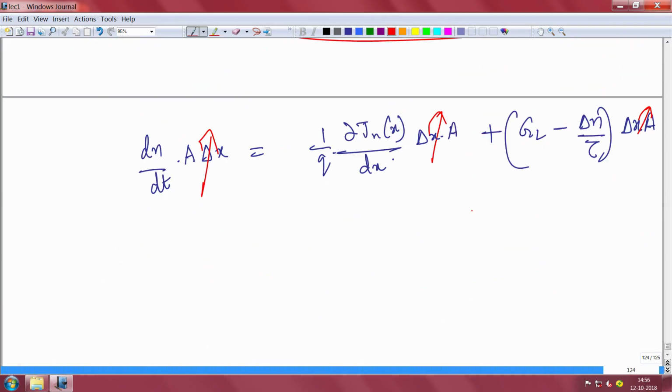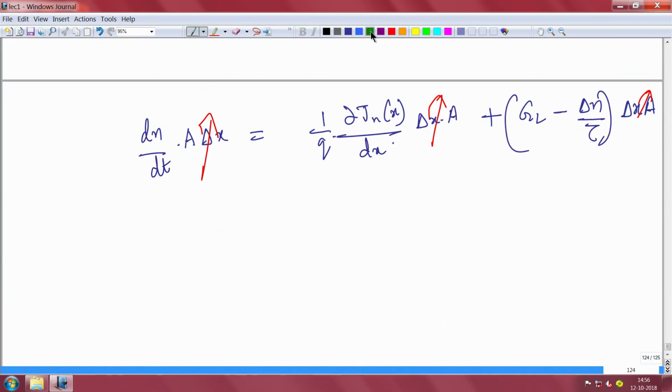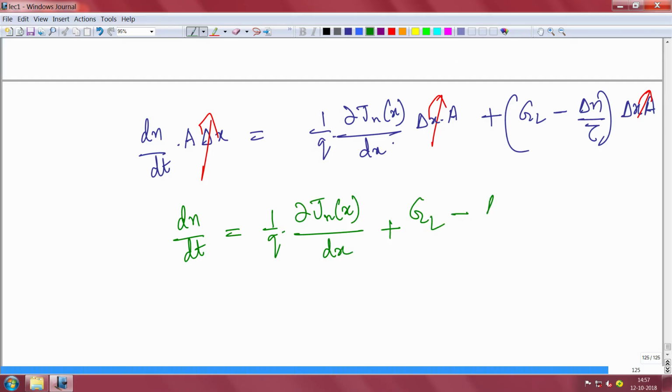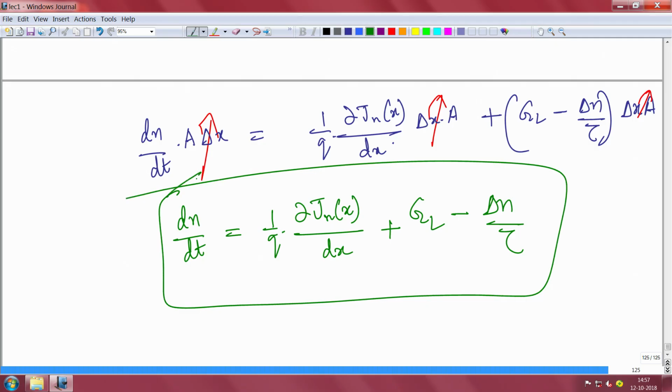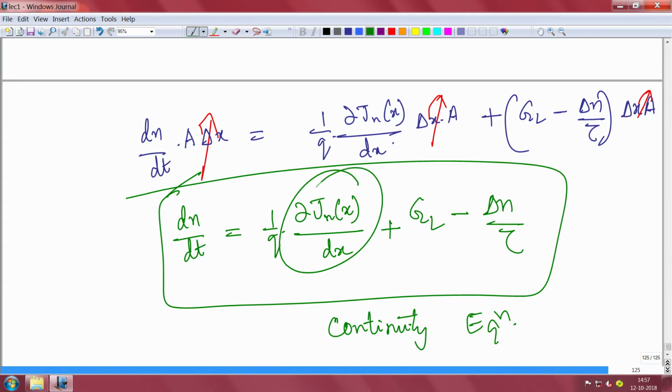So dN by dt is equal to 1 by q dJn by dx plus GL minus delta n by tau. This is called the continuity equation. I will simplify it a little bit more. This is the continuity equation that tells you how currents will actually flow. Now look at this term carefully, the current.